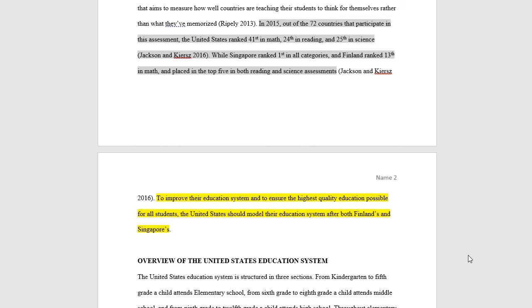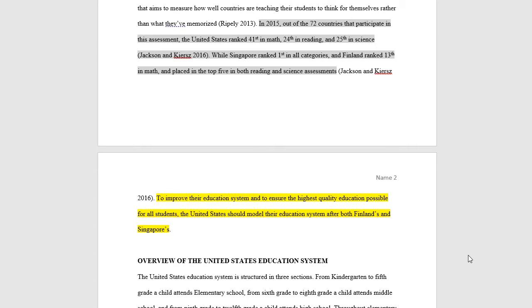Another thing to notice about this introduction is that the student has already started to establish some of that specific information that they need to provide the reader in order to back up the claims in that thesis. So the foundation of this paper is this assertion that the United States has an educational system that is of lower quality, or that has weaker outcomes, than the education systems in Finland and Singapore.